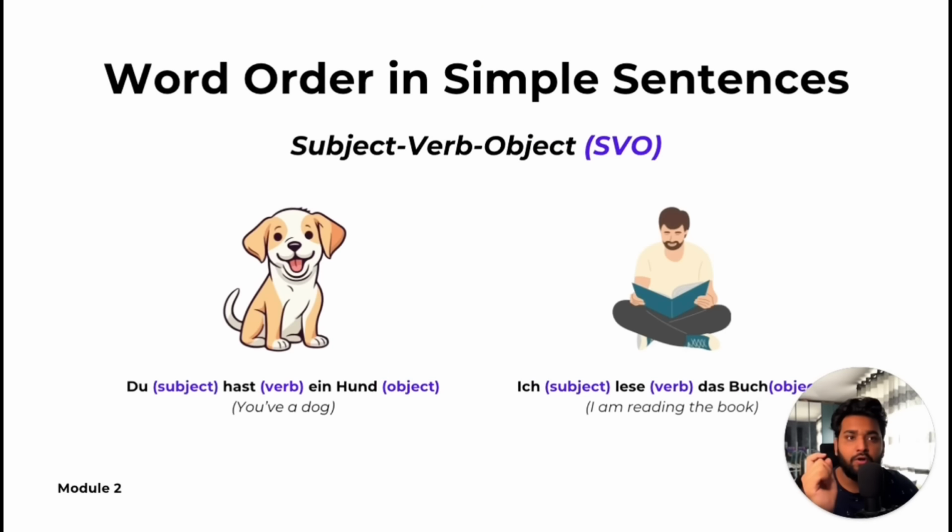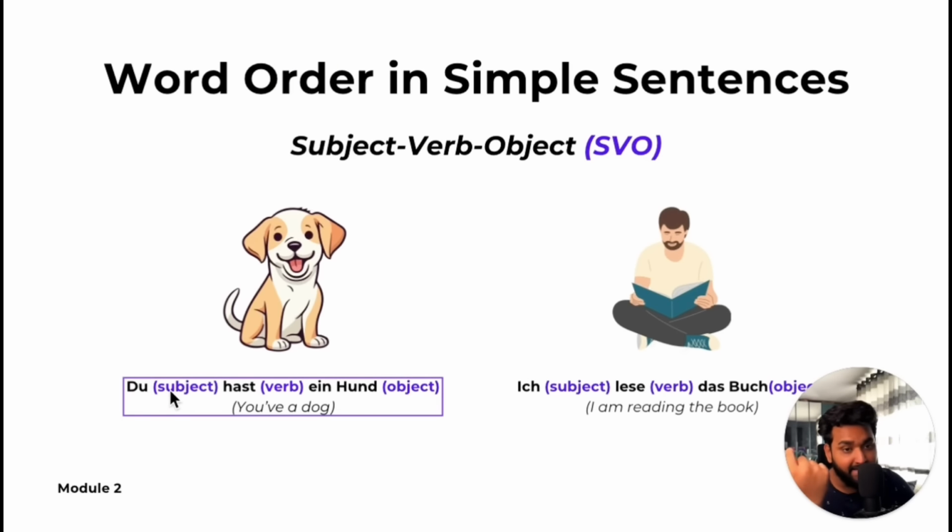Let's see how. Word order in simple sentences. Subject, verb, object. Or in German, Subjekt, Verb, Objekt. For example, Du hast ein Hund. You have a dog. In this case, du is the subject or Subjekt in German. Hast is the verb or Verb in German. Ein Hund is the object or Objekt in German. Du hast ein Hund. Subject, verb, object.